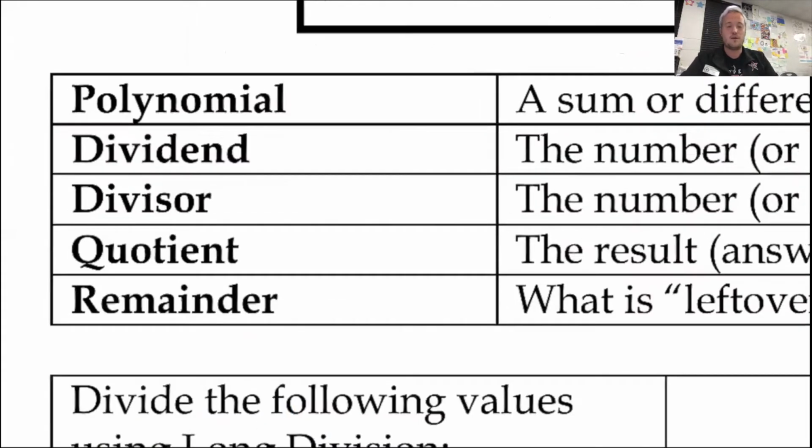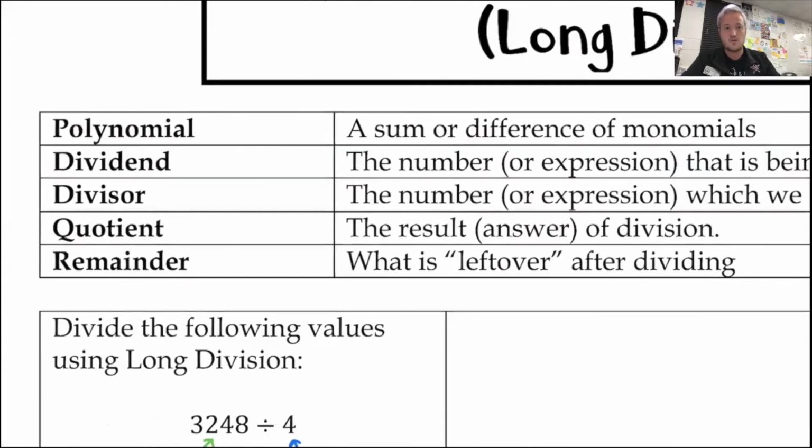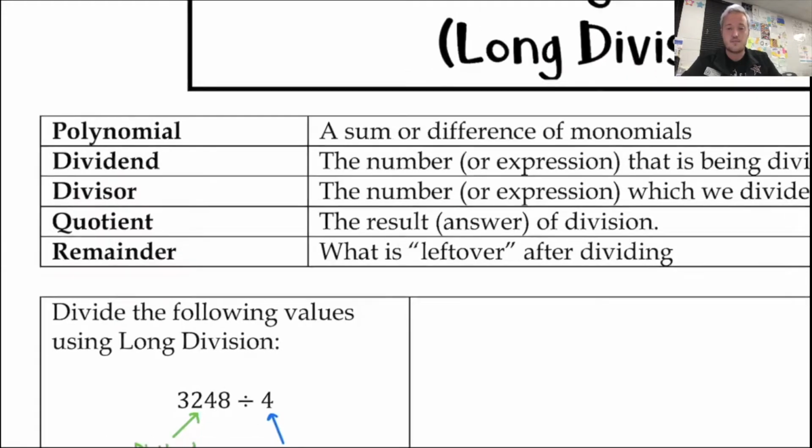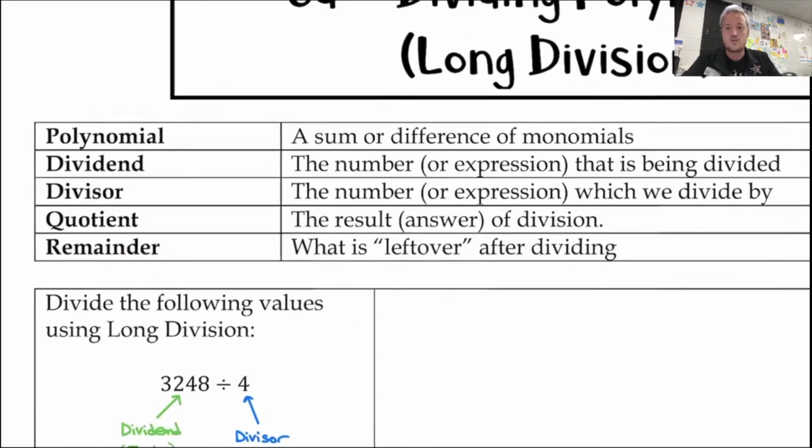So I'm going to get you guys reacquainted with some of the terminology. A polynomial is just a sum or difference of monomials, which you hopefully should remember from 6C. From long division, we're also going to look at these four terms: a dividend, a divisor, a quotient, and a remainder. The dividend is the number, or in this case the expression, that is going to be divided. The divisor is the value or the expression which we are dividing by. The quotient is the answer or the result, and the remainder is anything that may be left over.